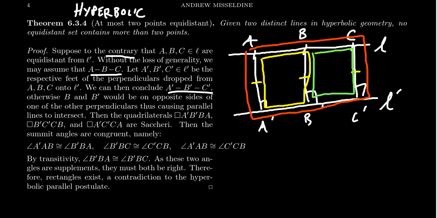So if we have three equidistant points, we get these three Saccheri quadrilaterals. Well, because we have Saccheri quadrilaterals, the summit angles are congruent. So angle A is congruent to angle B.